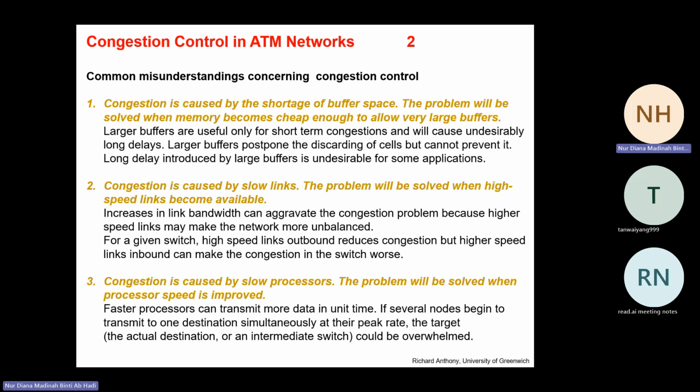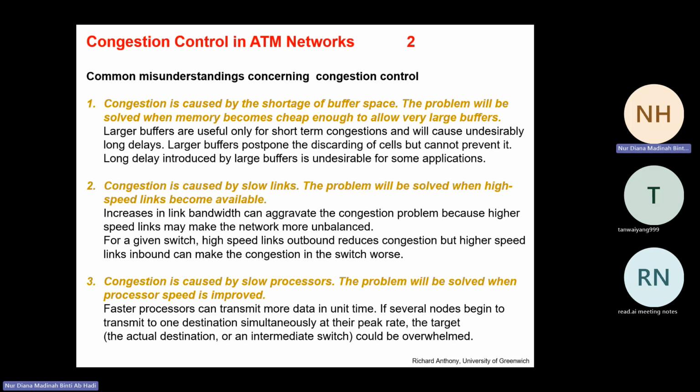Number two, it is caused by slow links, and the problem can be solved when high speed links are available. Increasing the link bandwidth can aggravate the congestion problem, because when you have a higher speed link, it can make your network more unbalanced. For a given switch, a high speed outbound link reduces congestion, but a higher speed inbound link can make the congestion in the switch worse.